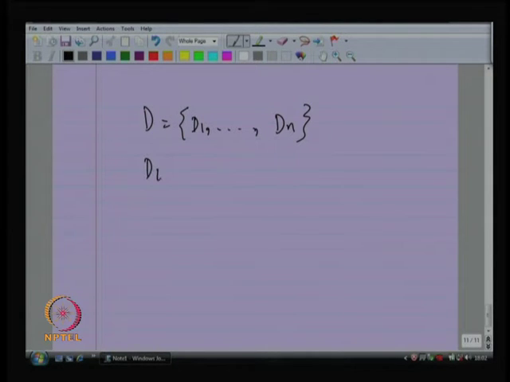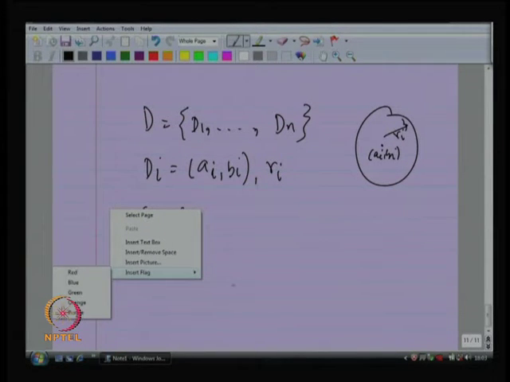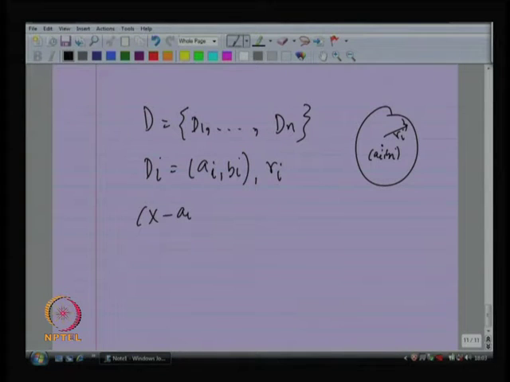Let us say d_i is the disk with center a_i and r_i is its radius. So the equation of the disk is (x minus a_i) squared, oops, so if the point lies outside this disk, it means that this quantity should be true for the point.